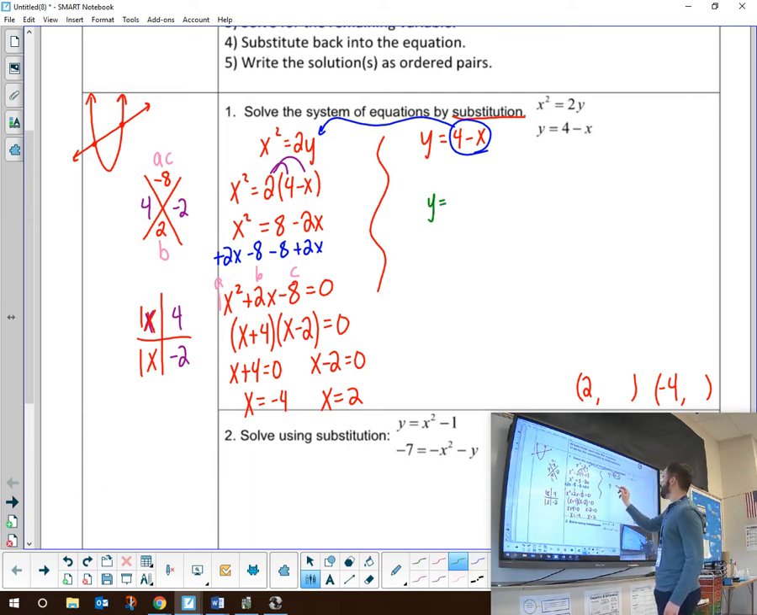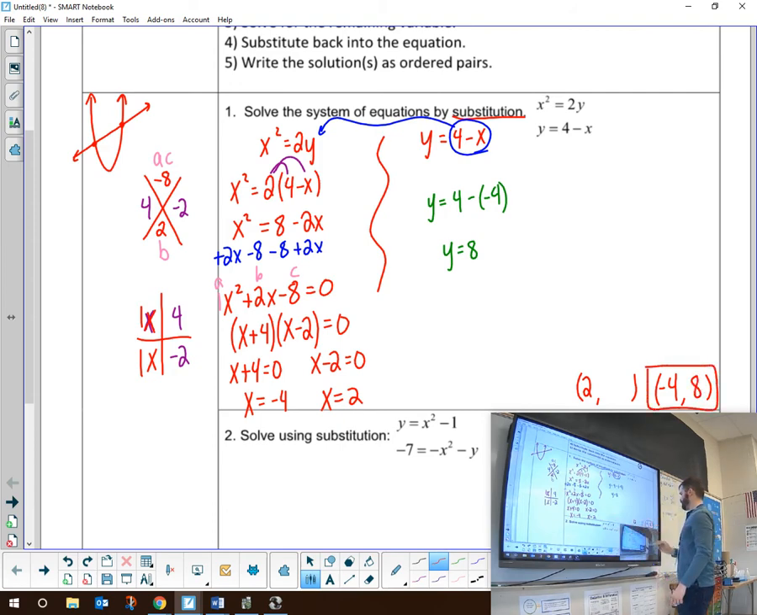So we're going to go y equals 4 minus a -4. 4 minus -4 is 4 plus 4, so that's going to be y equals 8. So we're going to have a point here at -4, 8. That's going to be one of my answers.